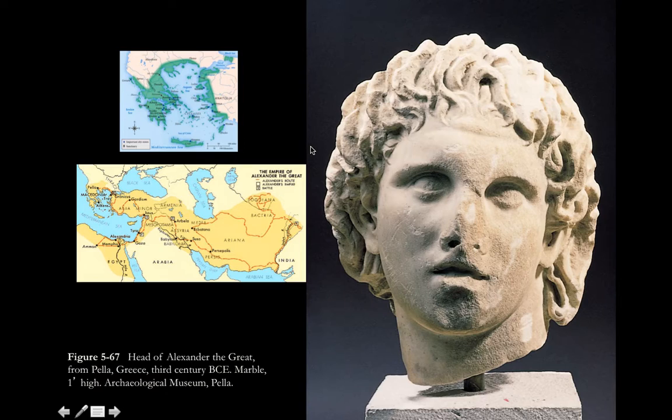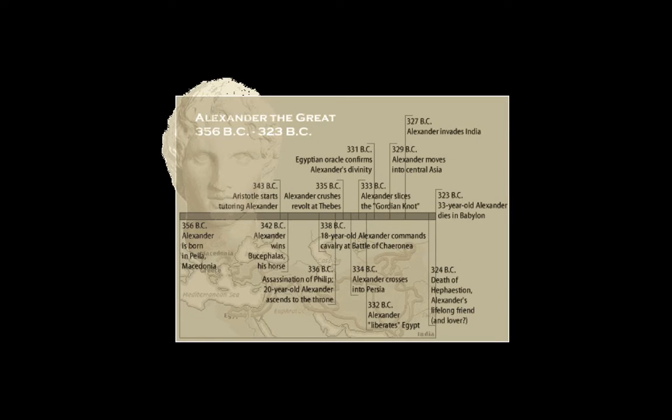This is one of the better known examples of a portrait sculpture of Alexander the Great. However, all of these portraits were done after Alexander's death, and very little information that might tell us something concrete about Alexander survives. Keep in mind that Alexander the Great died when he was only 33 years old. I like this timeline because it reminds us of how brief his life was and also how extraordinary.